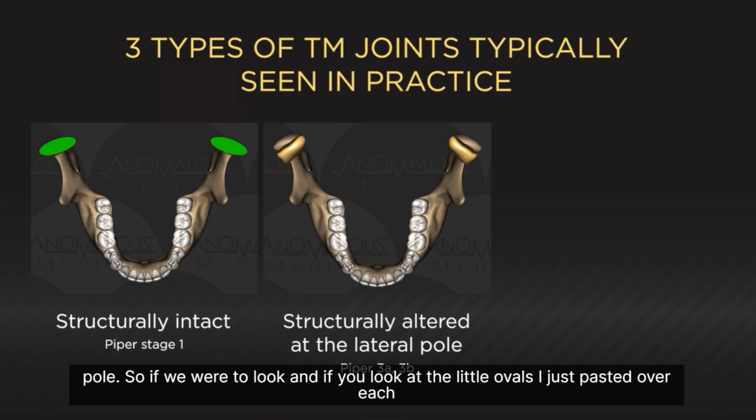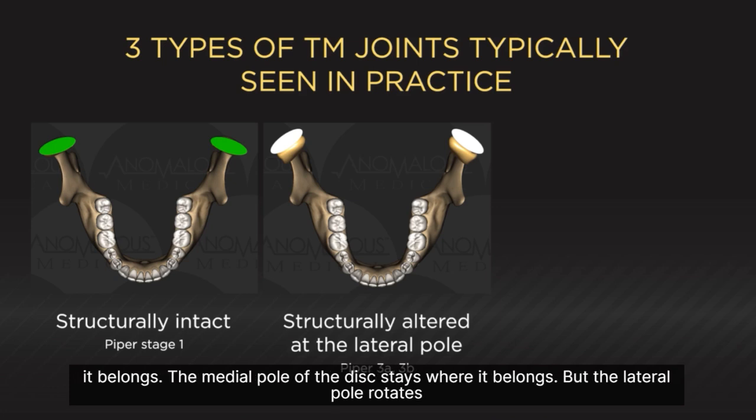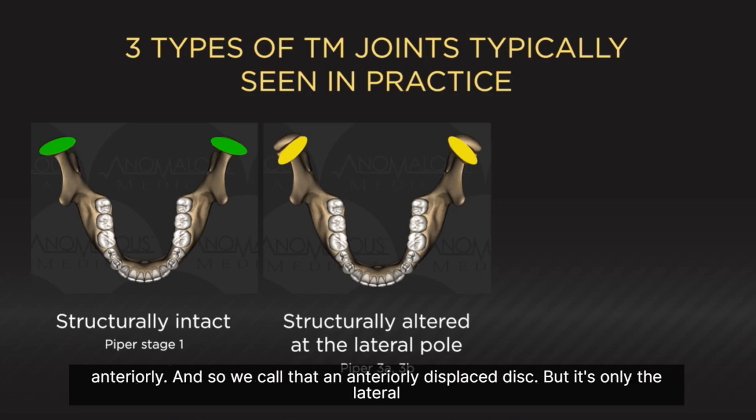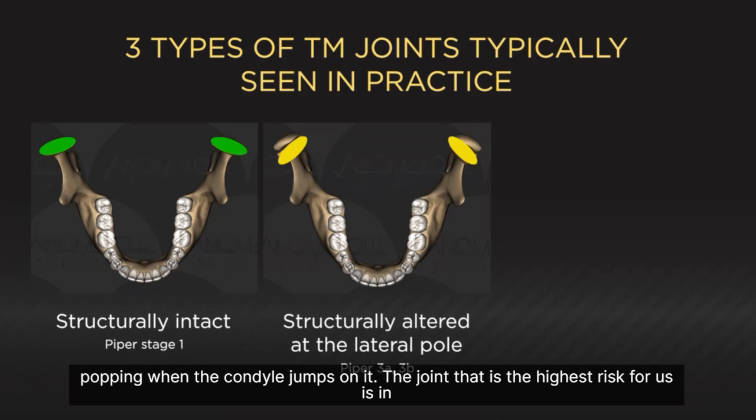So if you look at the little ovals I just pasted over each joint, what happens in this type of patient is the medial pole of the disc stays where it belongs, but the lateral pole rotates anteriorly. And so we call that an anteriorly displaced disc, but it's only the lateral portion of the disc that's rotated forward, and that's what produces the clicking and popping when the condyle jumps on it.